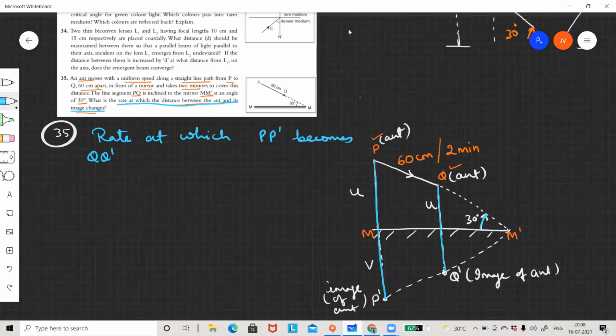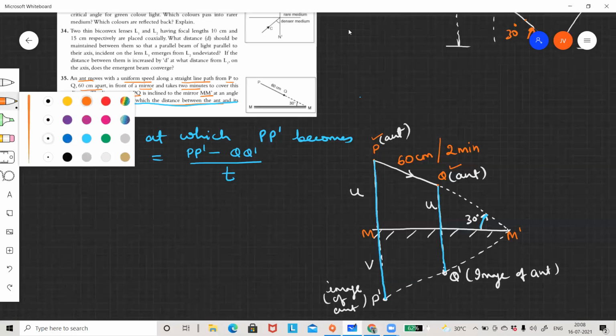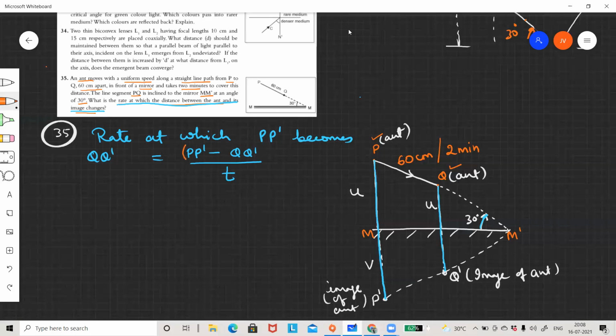Whenever they say rate, what does it mean? With respect to time. Change in distance, change in the length, so that is P prime minus Q prime. This is the change in distance. P prime becomes Q prime, and we have to find the rate at which this is done. Rate means with respect to time. So exactly this is what we have to find.